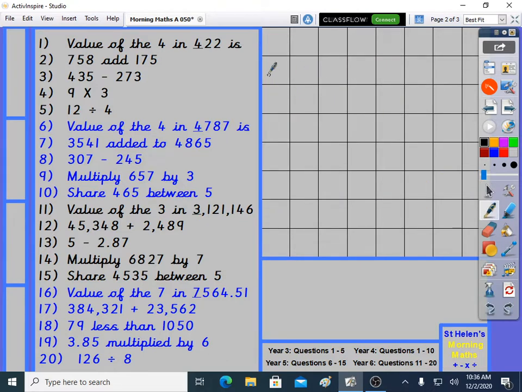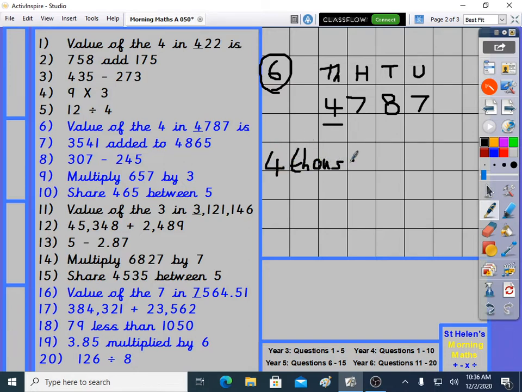Question 6, the Year 4 level questions. Value of the 4 in 4,787. What's the value of the 4? It's not units, it's not tens, it's not hundreds, it's 4,000s. So I'll write 4,000s. Which is the same as 4 and 1, 2, 3 zeros. 4,000 is of course 4,000s.